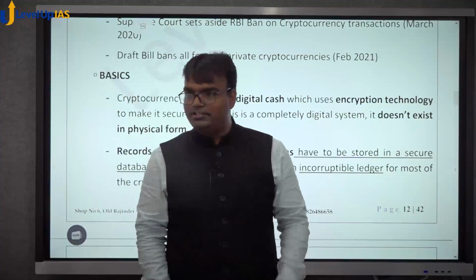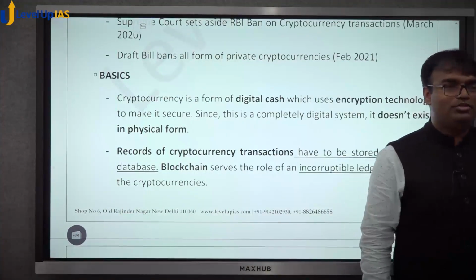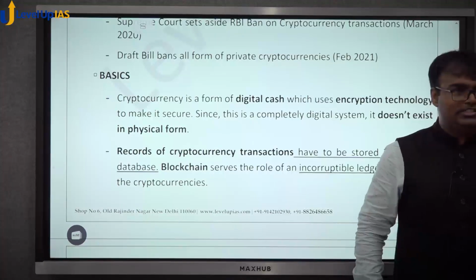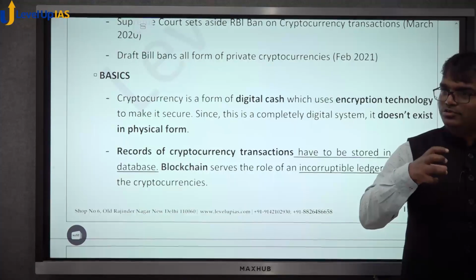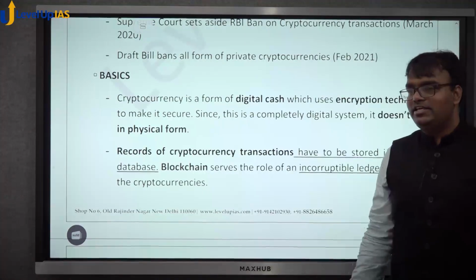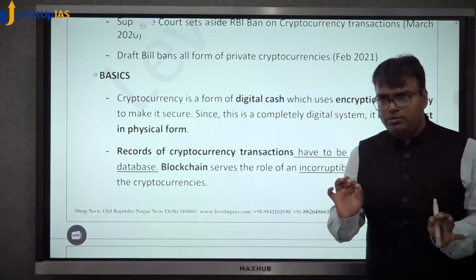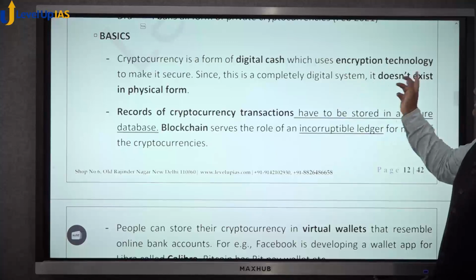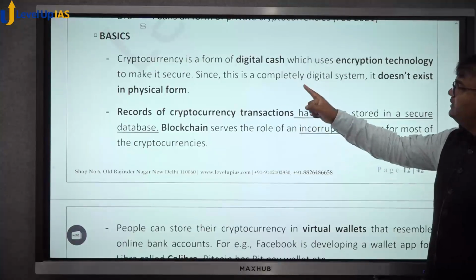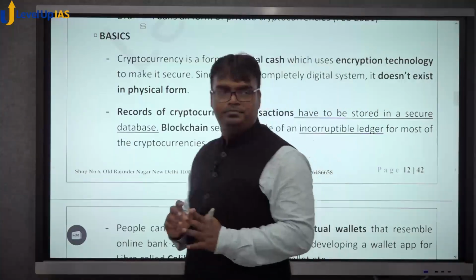Physical currency, you can make it secure by keeping it in your pocket. You will not give it to anyone. But if you have stored some digital currency in your machine and you are not protecting it using cryptography and all, anyone can steal it. So did you understand what cryptocurrencies are? Cryptocurrency is a form of digital cash which uses encryption technology to make it secure. Since this is a completely digital system, it does not exist in physical form.